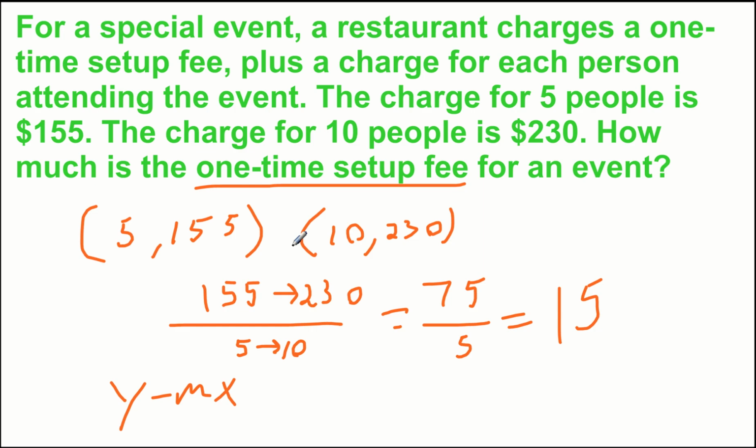So, doesn't matter which point you use. I'm actually going to use the second one. Normally I would use the lower numbers, but 10's pretty easy to work with. So that's why I'm using the second one. So we got y minus our slope times x. 15 times 10 is 150. 230 minus 150 gives us 80. Okay? Any questions there?